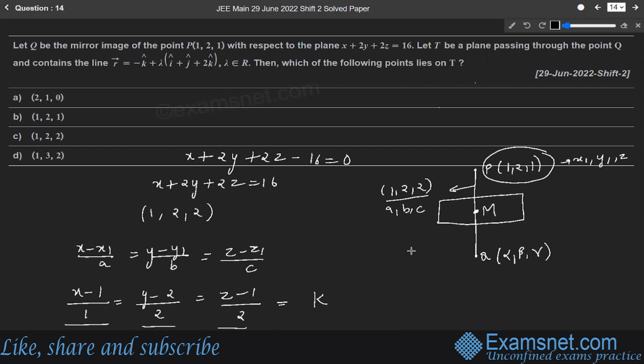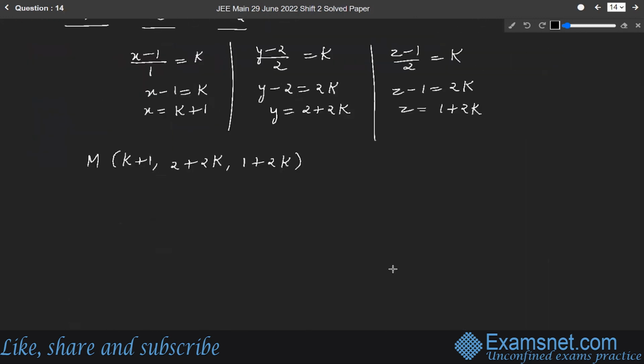I hope the concept is clear to you. This line PQ is basically passing through the plane, and since it is passing through the plane, it is satisfying the equation of the plane. That is why the midpoint of this line will also satisfy the equation of the plane. So what is the equation of the plane?